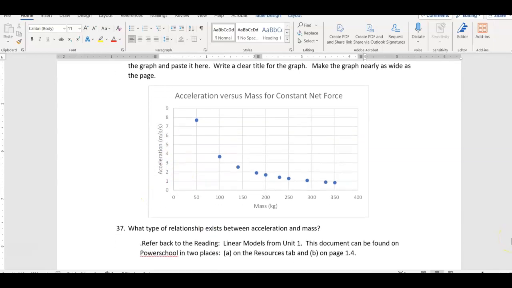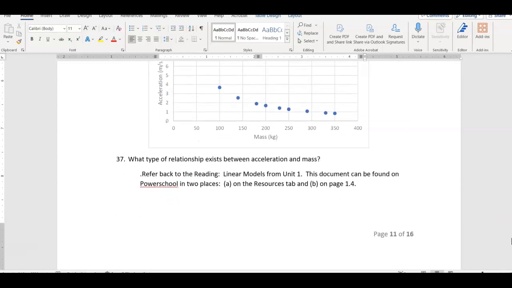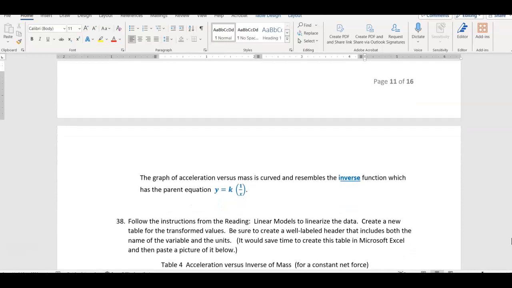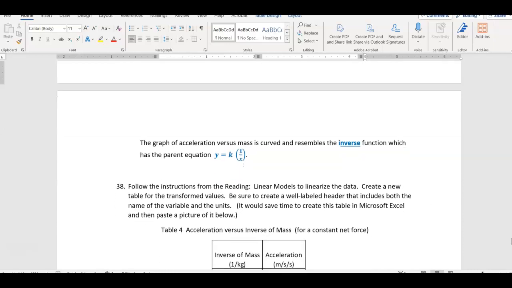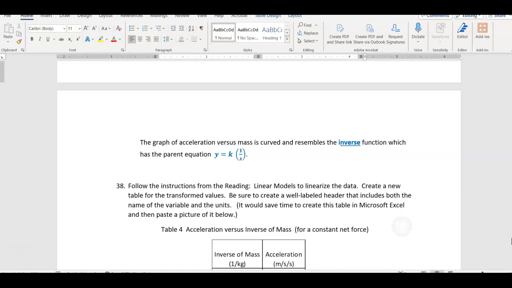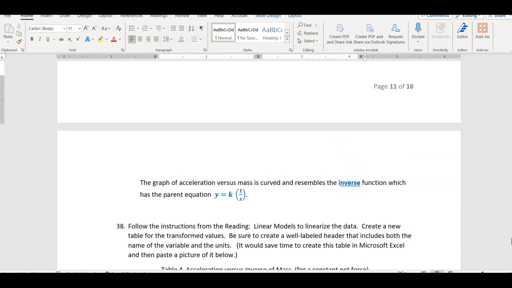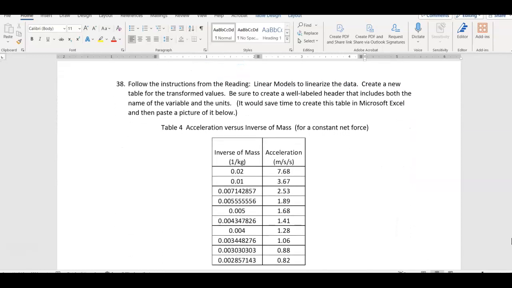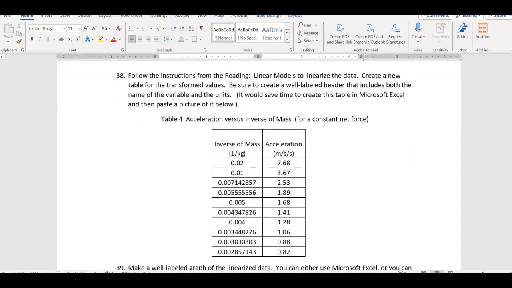Okay, and the type of relationship is that it resembles an inverse function, which has the parent equation y equals some constant, represented by k, times the inverse of x. The inverse of x is 1 over x. Okay, so now I need to linearize this data, and the way that I'm going to do that is to take the inverse of the mass.